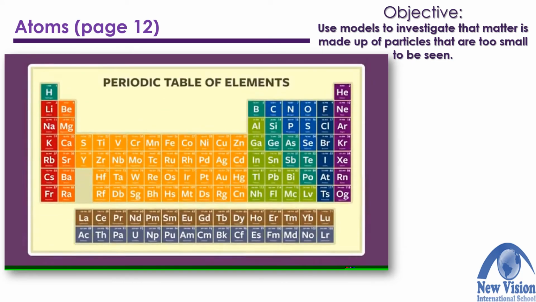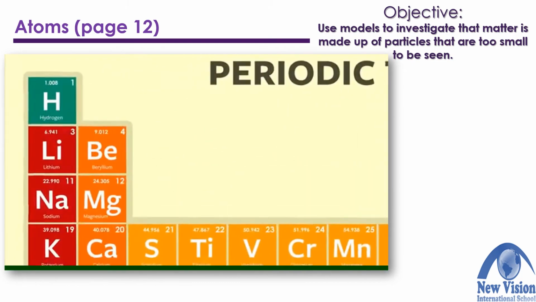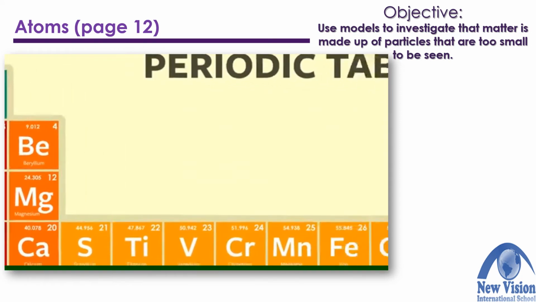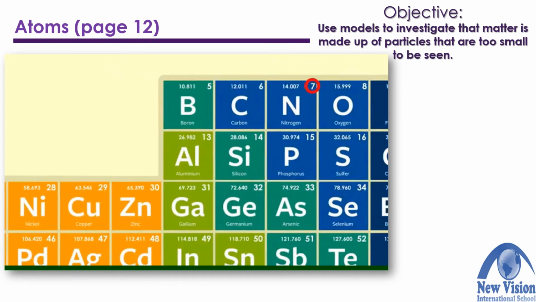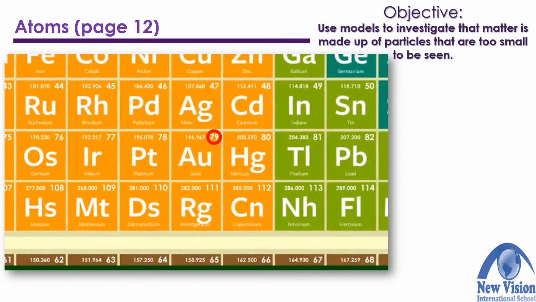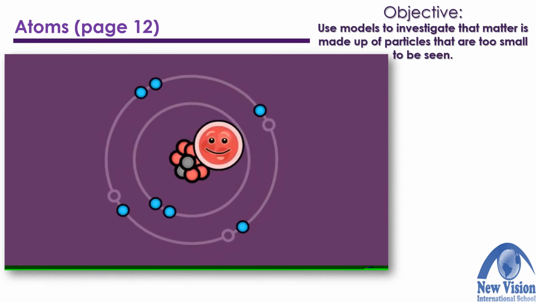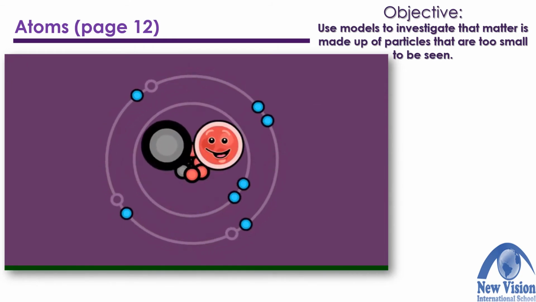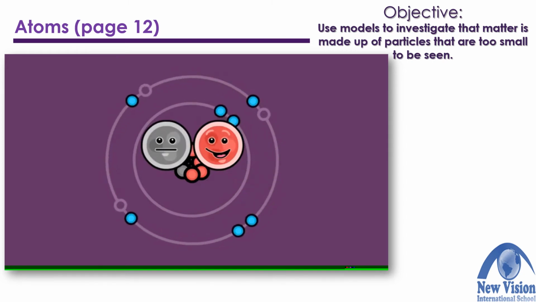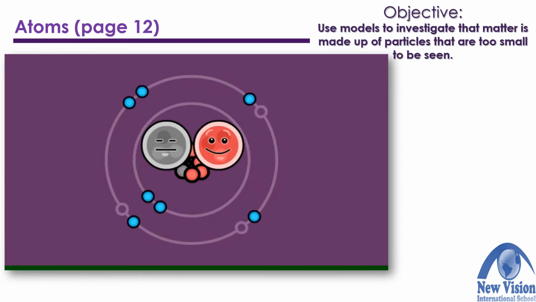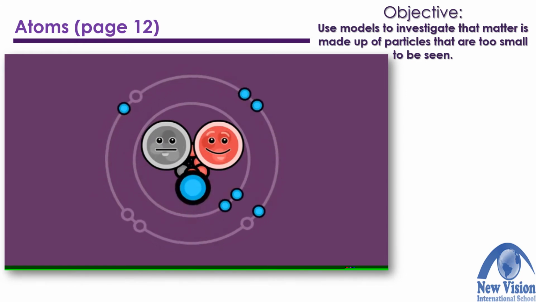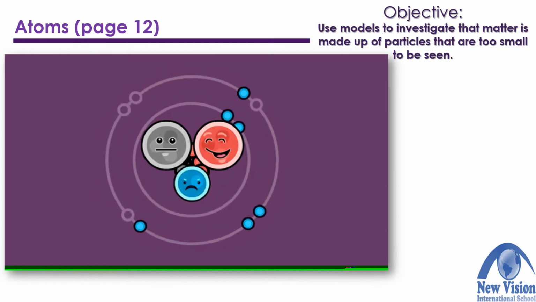Each element has a number. This number tells us how many protons a single atom of that element contains. Protons are positively charged particles. Neutrons have no charge. Electrons are negatively charged particles.